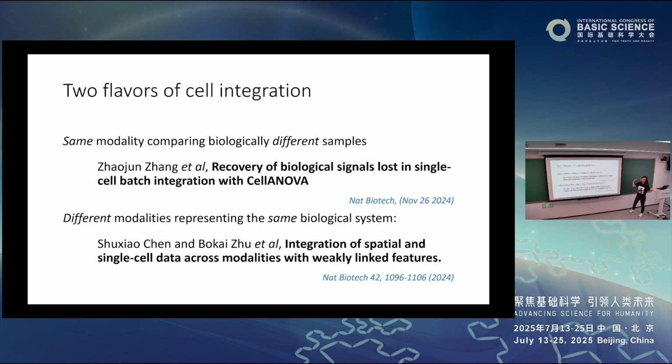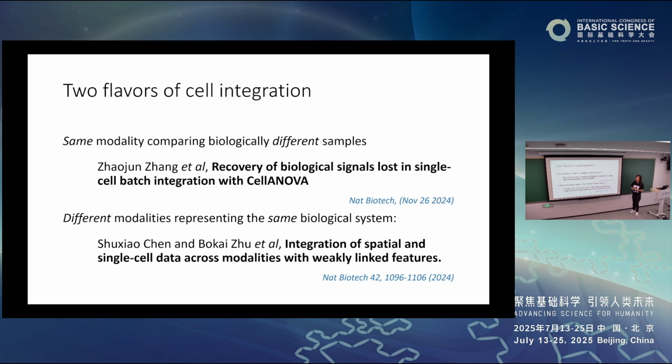We worked on both problems. The first case is a single modality, so think kidney atlas: same modality, comparing biologically different samples. In that context, oftentimes people are too aggressive in trying to integrate the data. When they integrate data across these hundreds of samples, they end up just erasing the biological signal. So we developed a method to recover that biological signal by harnessing different aspects of the experimental design.